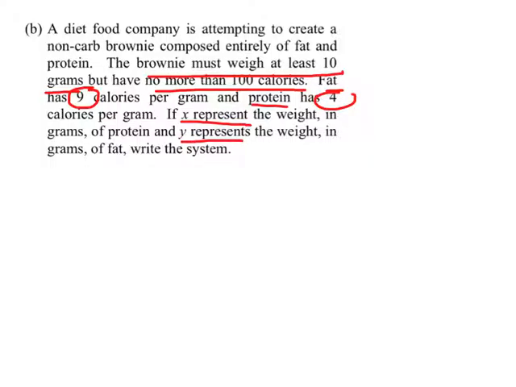So the bottom line here is, if you go back to the first one, it says the brownie must weigh at least, and that's the key, 10 grams. So if you take your weight, which is X for the protein, and your weight in grams of fat, together, the two of them must be at least 10 grams. So at least, once again, means that amount or more. That's your one equation. It's that easy.